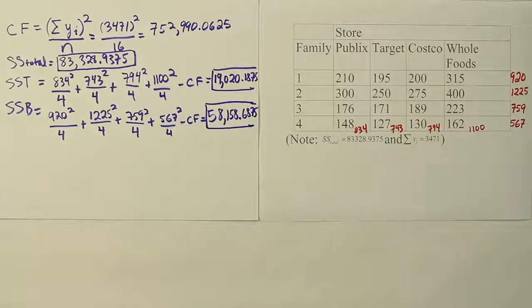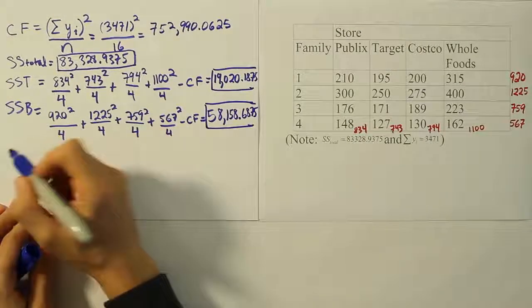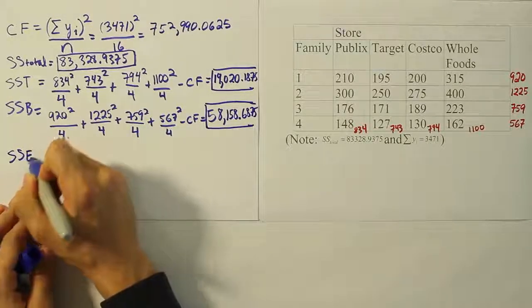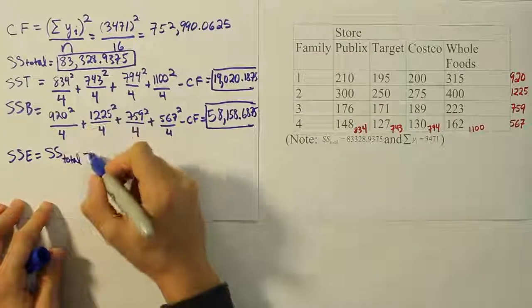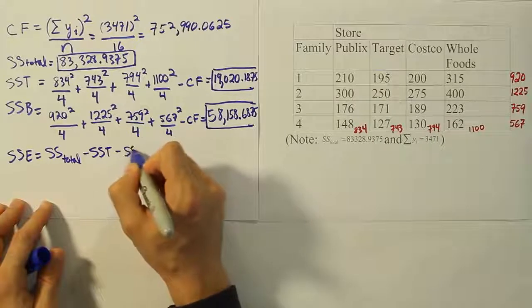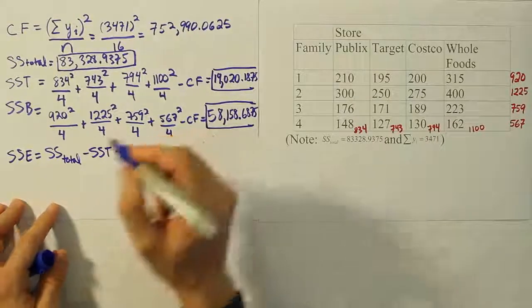All right, and the last sum of squares we have to get in this problem is the sum of squares for error. So to get the sum of squares for error, we have a nice simple subtraction problem to work out. It's the sum of squares for total, minus the sum of squares for treatment, minus the sum of squares for blocks, and this will give us our answer.